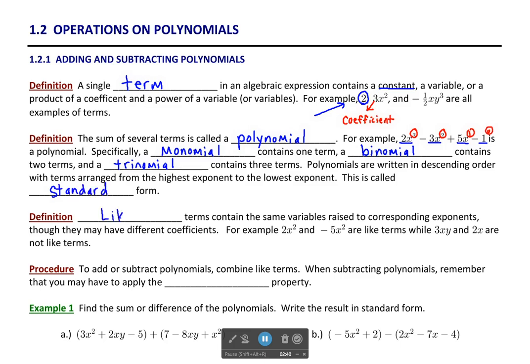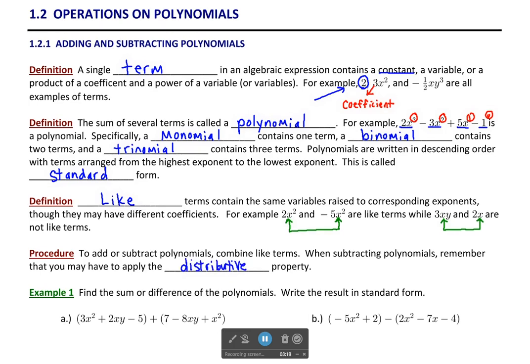Now, like terms contain the same variables raised to corresponding exponents, though they may have different coefficients. For example, 2x squared and 5x squared are like terms. They have different coefficients, but their variable parts match. While 3xy and 2x are not like terms because their variable parts do not match. To add or subtract polynomials, we combine like terms. When subtracting polynomials, remember that you may have to apply the distributive property.